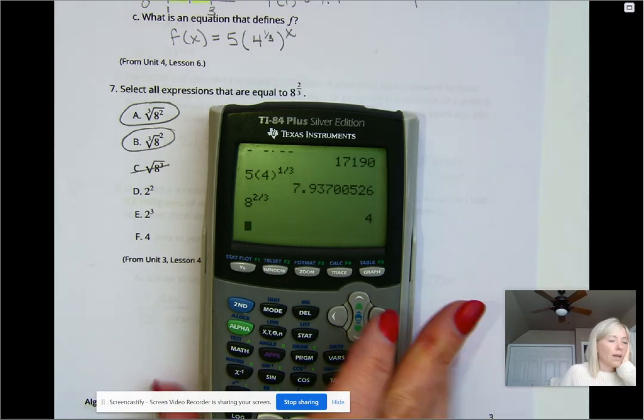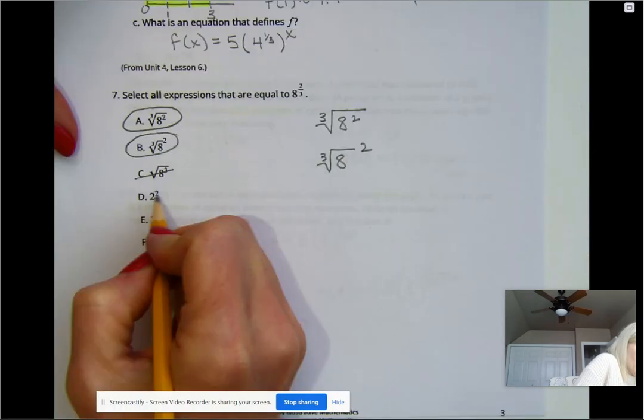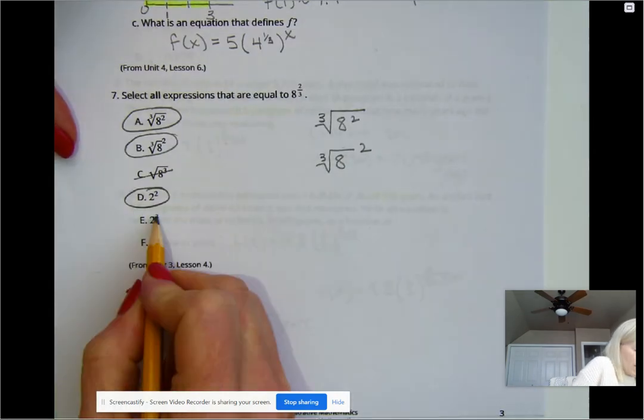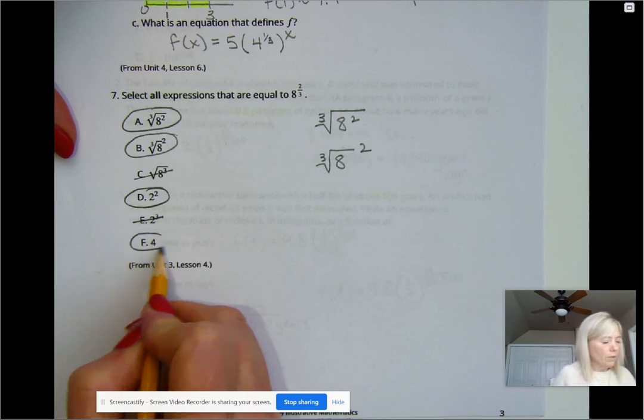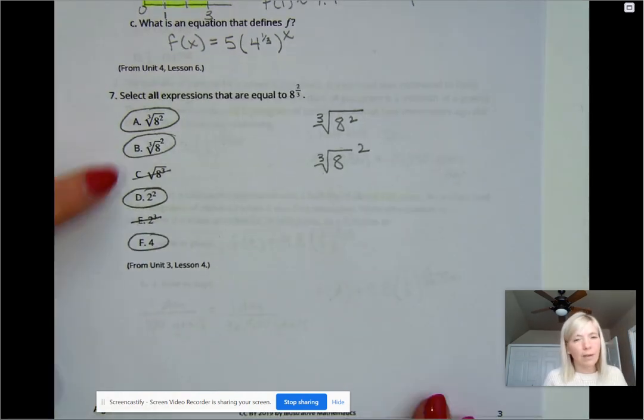And so I know that 2 squared is equal to 4. 2 to the 3rd is equal to 8, and then obviously 4. So A, B, D, and F.